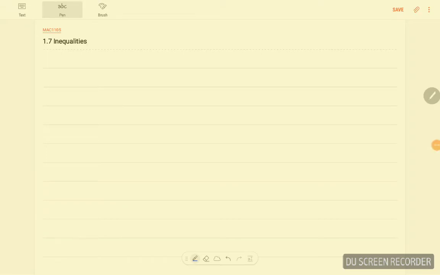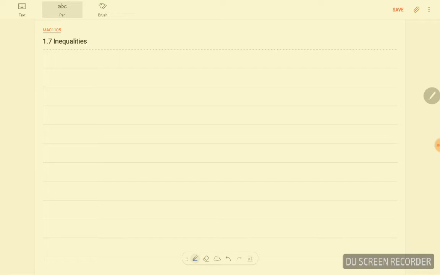I'm going to do some examples for you from section 1.7, which is the section about solving inequalities. And it starts off with examples involving linear inequalities, which is basically what would look like a line if you were just graphing the equation. And they're fairly simple compared to some of the other examples.